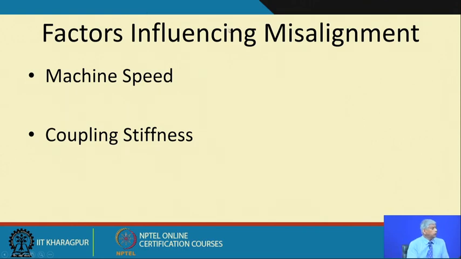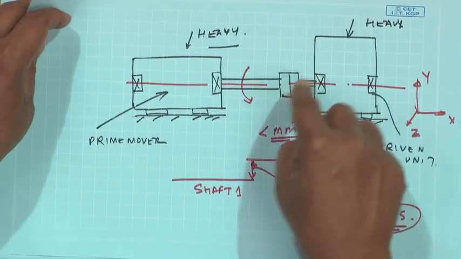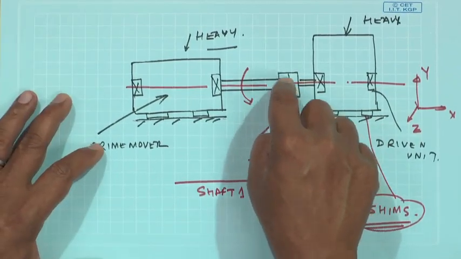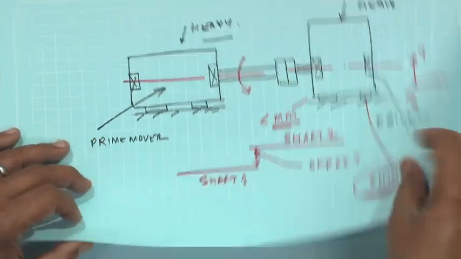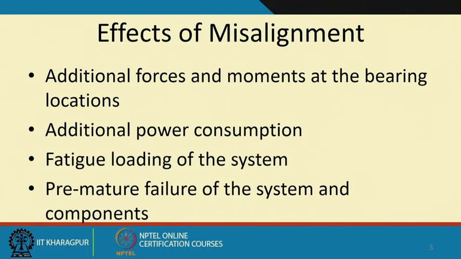So, what are the factors affecting misalignment? This misalignment can get increasingly high if the machine speed is increased. The coupling is supposed to take away misalignments; if there is a small amount of misalignment, these couplings can take it away. For example, you would have heard of, I will come to the coupling in a little bit.